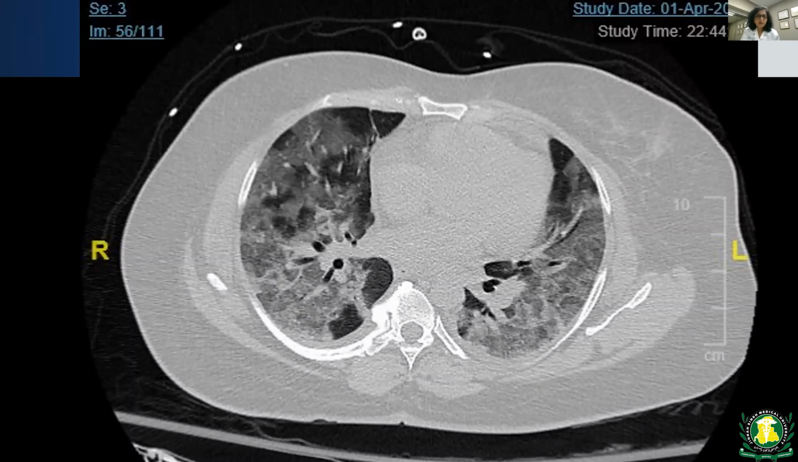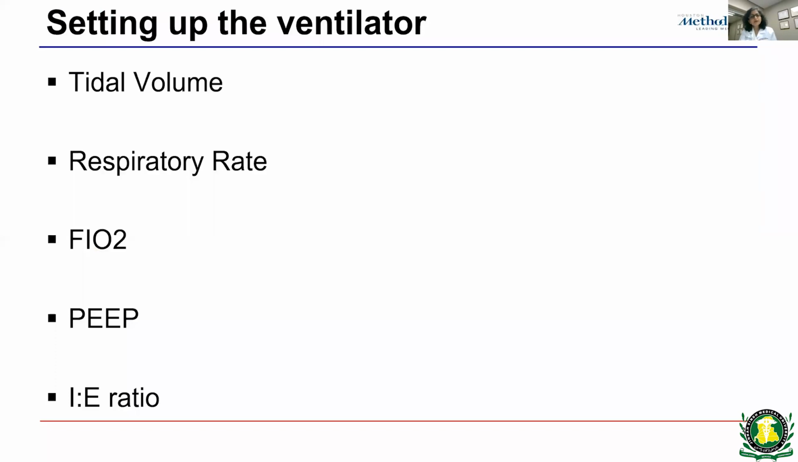There were very few portions of her lungs that were not affected. And of course, an RT-PCR of her sputum confirmed COVID-19. So I wanted to go over how you would set up a ventilator, and then we'll go over how we do that in a COVID-19 patient.